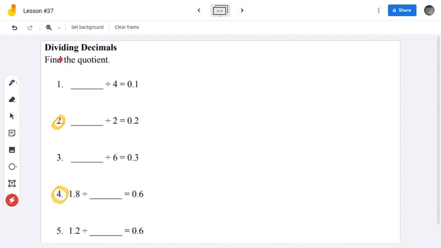The third section we're going to go over is how to divide decimals, and we're going to be finding a quotient for number 2 and number 4. This will take many more steps. For number 2, I like to replace the missing number again with a variable x. So I'm going to rewrite it. X over 2 is the same thing as x divided by 2. So now I'm going to write x over 2 equals 0.2.